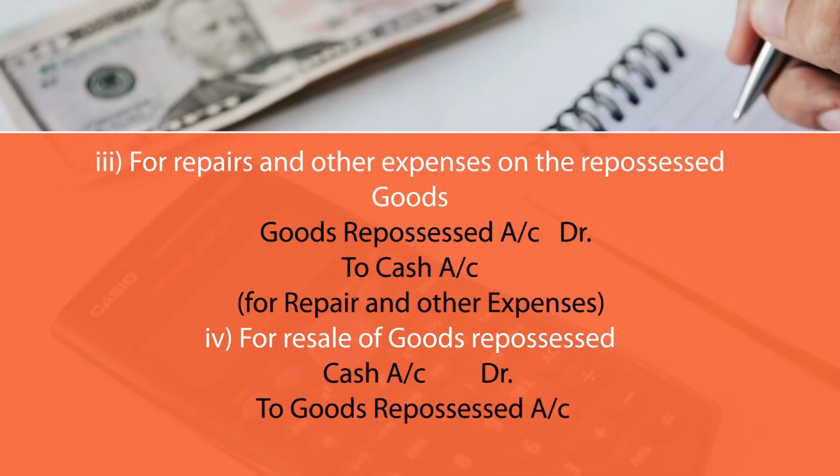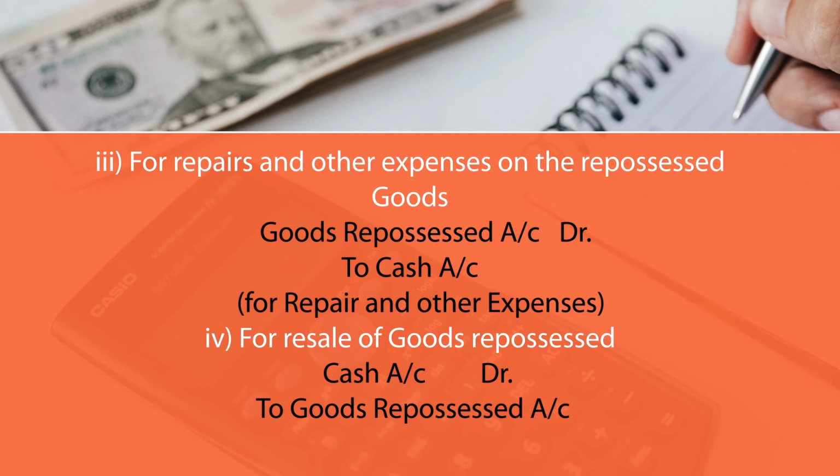The third one is for repairs and other expenses on the repossessed goods. When any repair amount is spent on the goods repossessed, the following journal entry would be passed: goods repossessed account debit to cash for repair and other expenses. When we make a payment for getting something repaired, the cash goes out, and cash being an asset comes under the real account. As per the rationale of the real account, debit what comes in and credit what goes out. Here the cash is going out, therefore the cash account is credited.